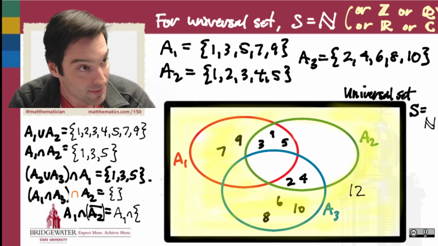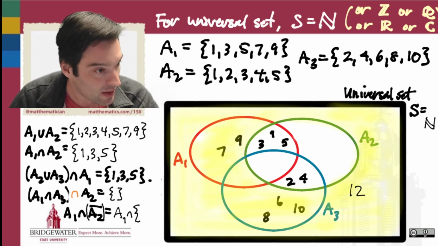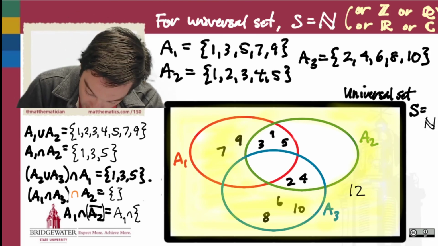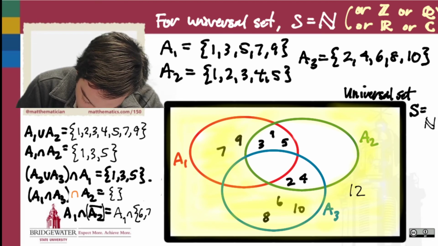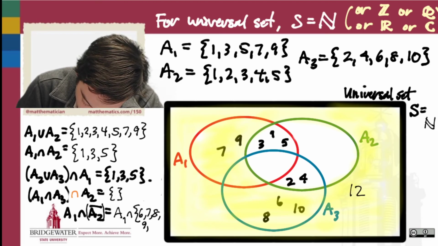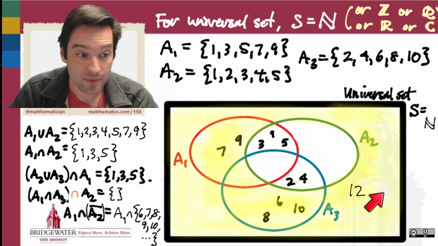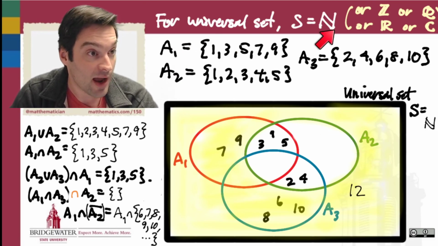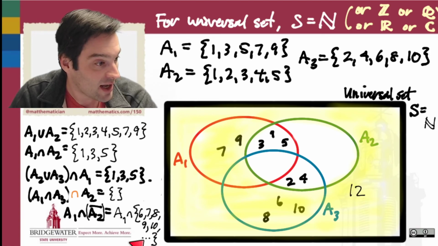We agreed at the outset that we were going to use the natural numbers for this universe, so that's what we'll do for now. And so there's a bunch of numbers that we know are going to belong to this complement: 6, 7, 8, 9, 10. But then there's also a bunch of other natural numbers that are part of the universe but which belong to neither A1 nor A2 nor A3, which would also belong to this complement. So I'm just going to write an ellipsis there for now.